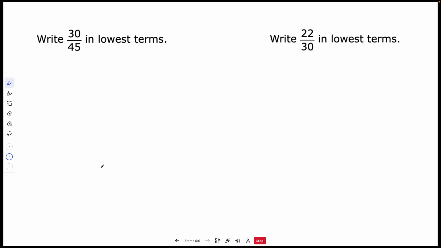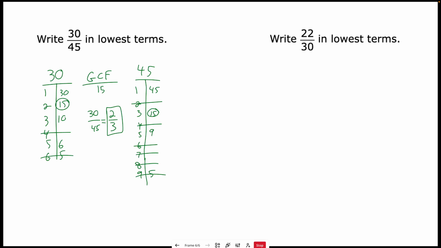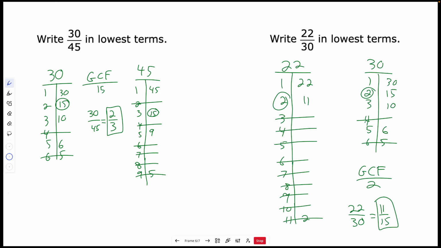Okay, now that you've had time to work these problems, let's check your solutions. Okay, for the first problem, here is the work. Final answer should have been 2 over 3. And for the second problem, the GCF was 2, so the reduced simplified fraction in lowest terms is 11 over 15.